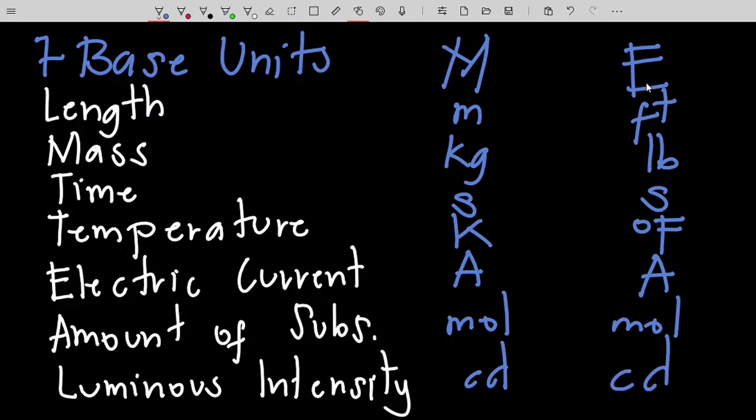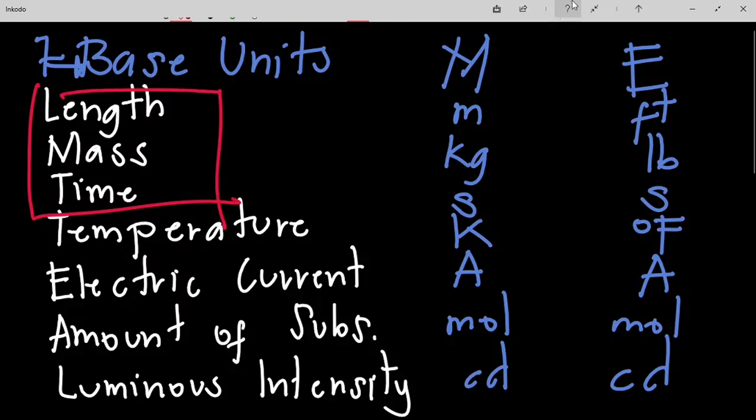So here is how we're going to convert from one unit to another. But for the benefit of this video, we're just going to convert your length, your mass, and time. But before we talk about how to convert from one unit to another, let's have first the common conversion factors, starting with the unit of length.